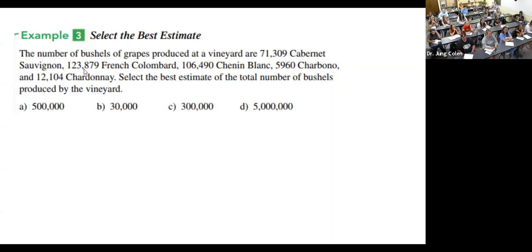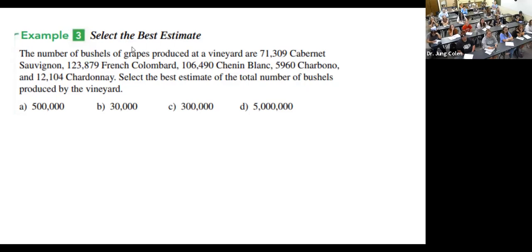123,879 French Concord, 106,490 Chenin Blanc, 5,960 Chardonnay, and 12,104 Chardonnay. Whatever. We got these wines and we got the number of bushels for each. Select the best estimate of the total number of bushels produced by the vineyard.